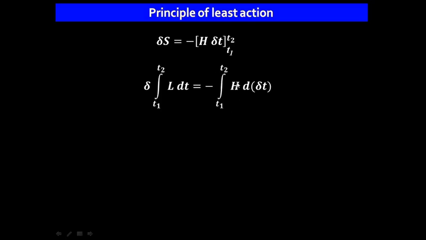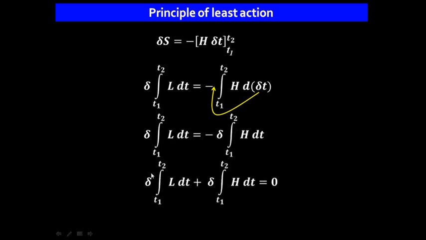Now we will bring this term to that side, or we can take delta to the outside first. After taking delta outside, we are left with the integral from t1 to t2 of h dt. Now we will take this term to the right hand side, so it will be positive. So delta of the integral from t1 to t2 of L dt plus delta of the integral from t1 to t2 of h dt equals 0. Here delta, integral and dt are common, so we will take them common.